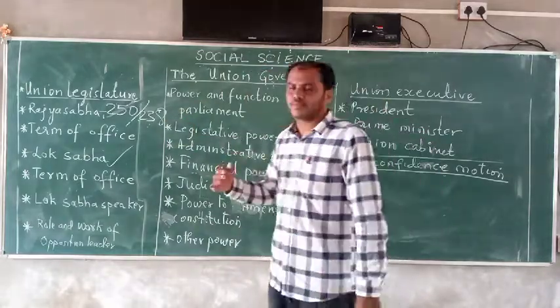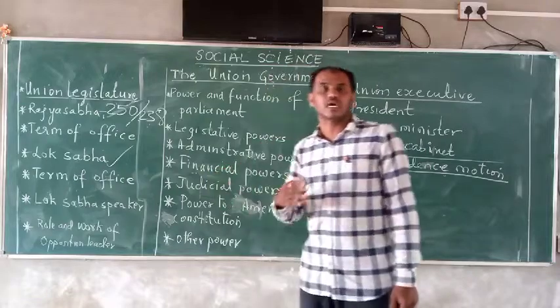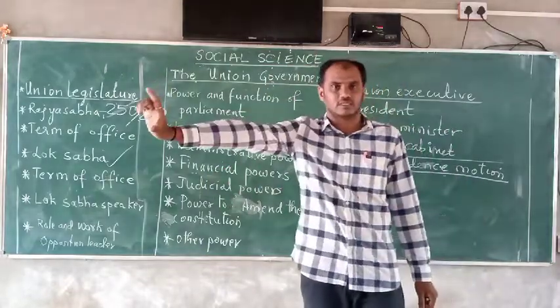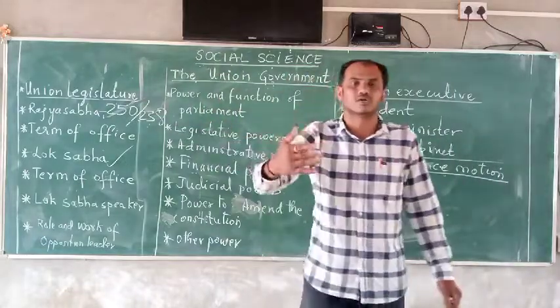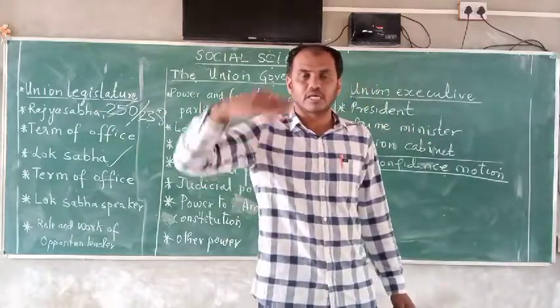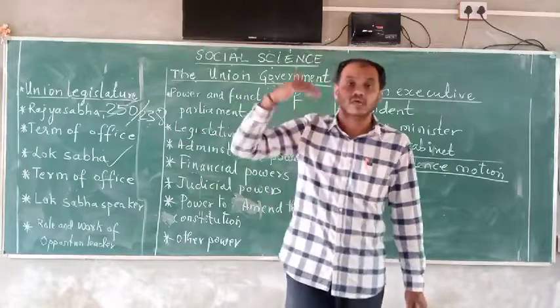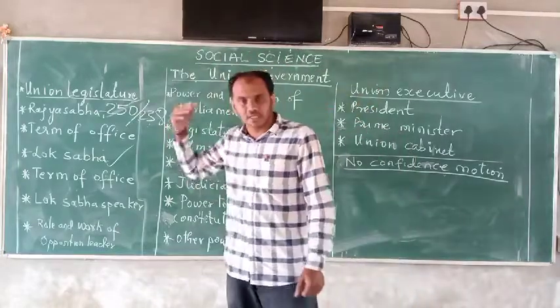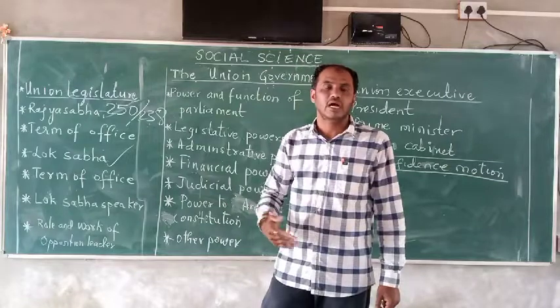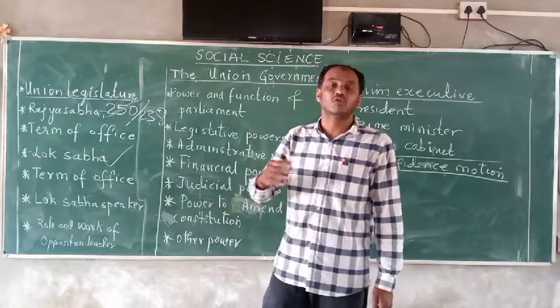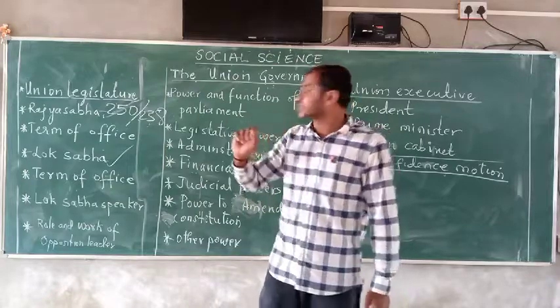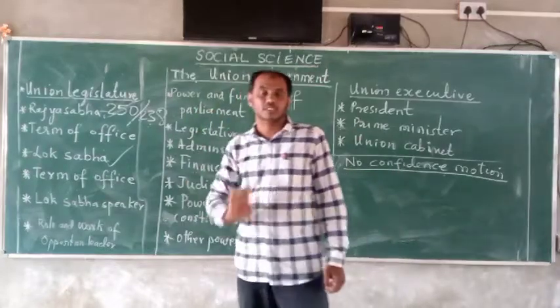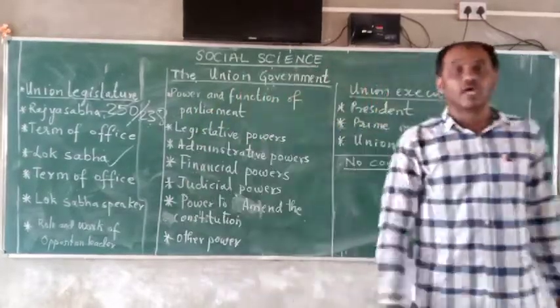Rajya Sabha is also called the House of Elders. Why is it called the House of Elders? Because aged persons or elders take part in it. Only those above 30 can be nominated or elected to the Rajya Sabha, so it is called the House of Elders.